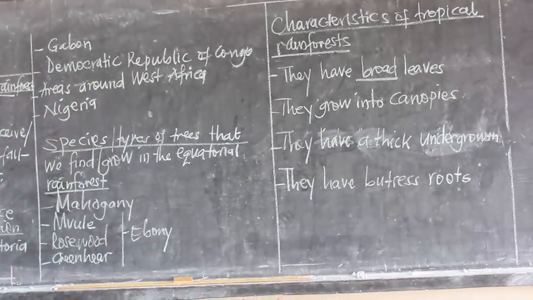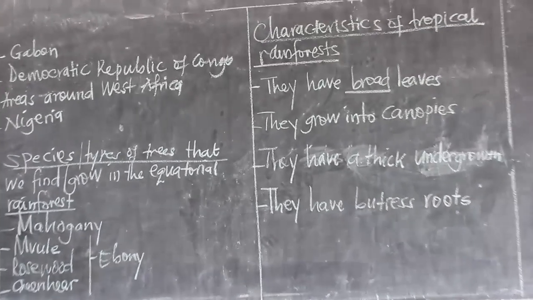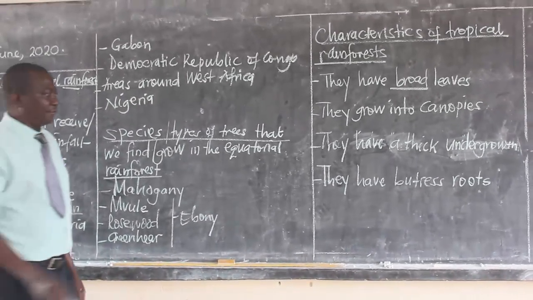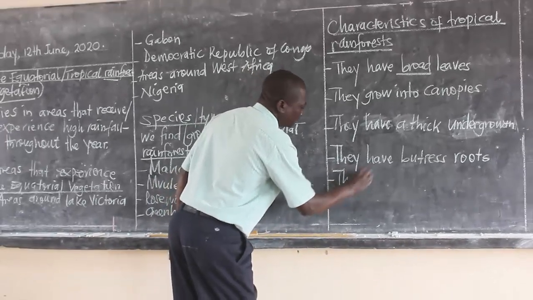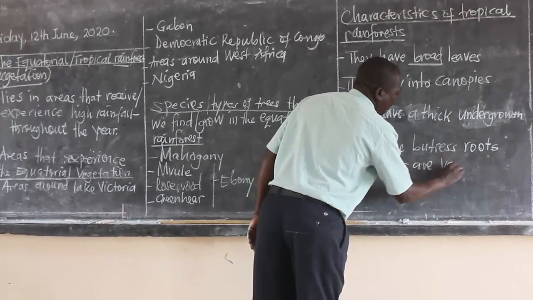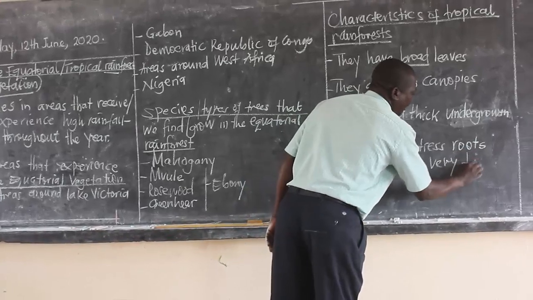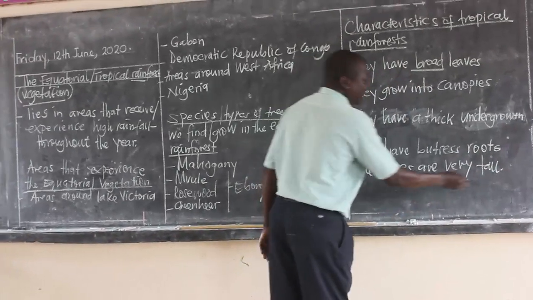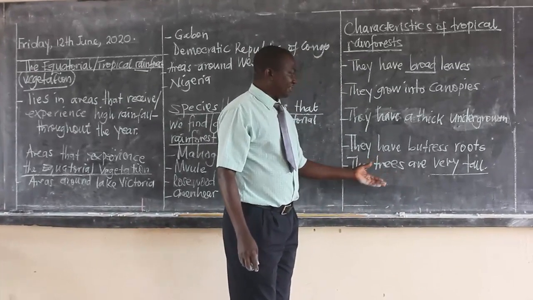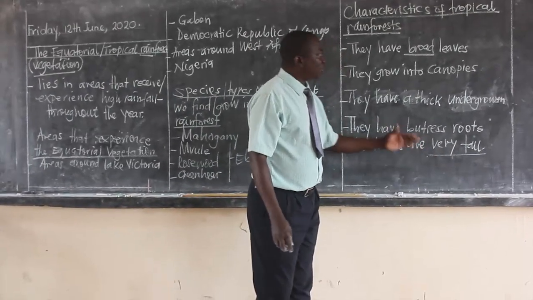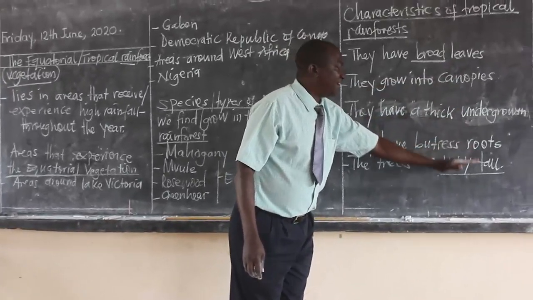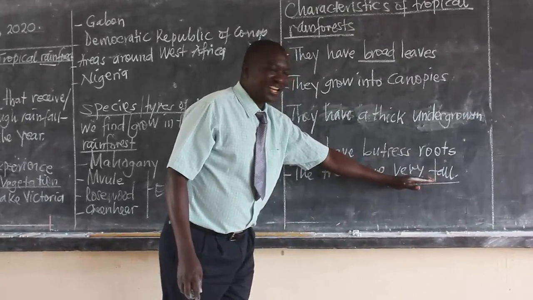So we have so far those ones, and then maybe I can add on by saying that the trees are very tall, or they grow tall. What is the reason for this? It is just common sense that these trees, because they are thick and growing into canopies, are competing for sunlight.